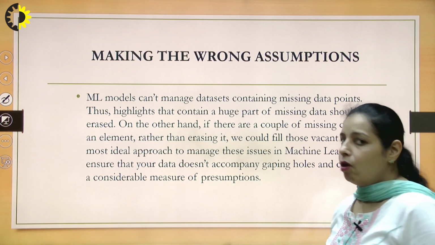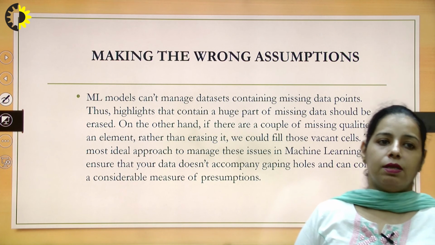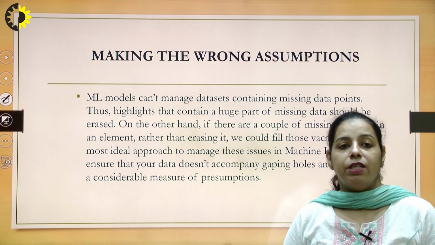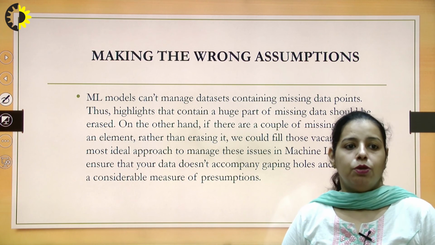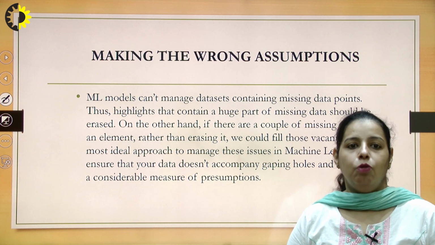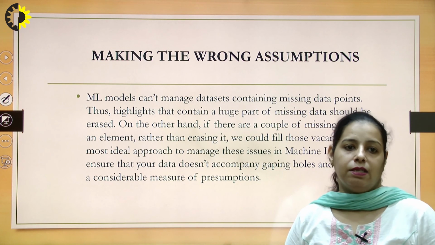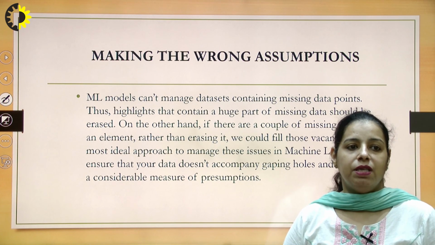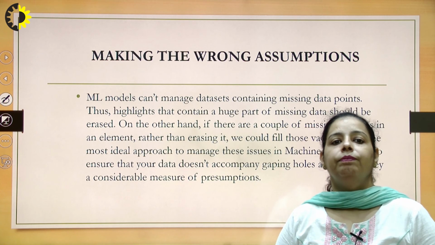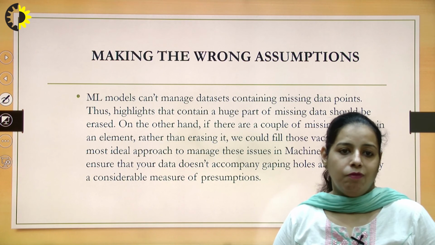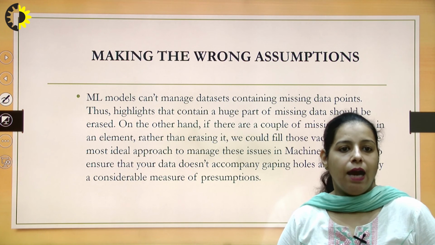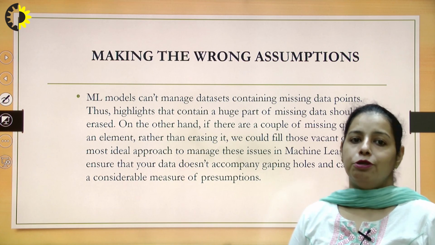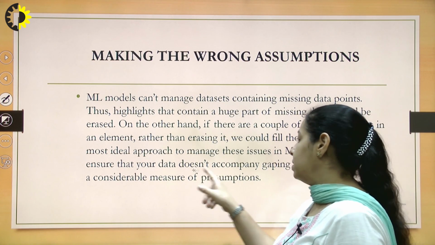Then making the wrong assumptions. ML models can't manage data sets which contain missing data. Because of this, data sets that contain a huge part of missing data get erased. And if there are a couple of missing values, then there is no algorithm which fills the vacant cells. And this approach again causes an issue in machine learning because of the missing data.